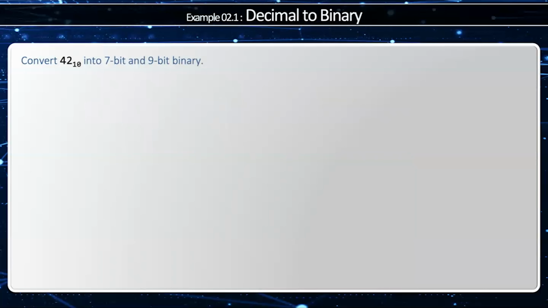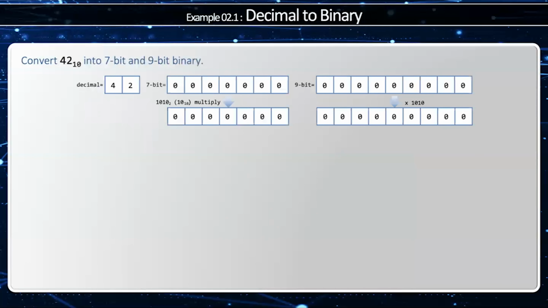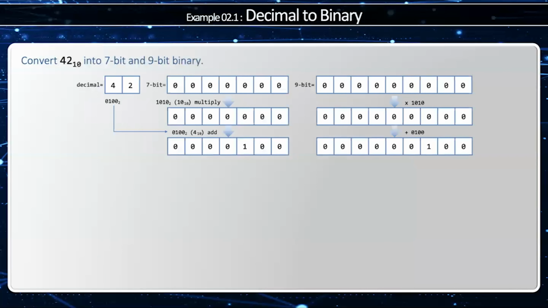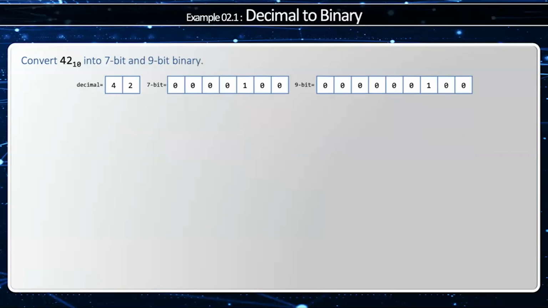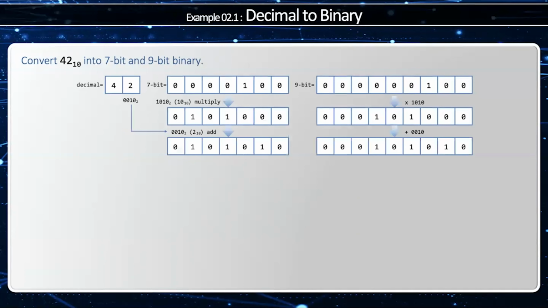Okay, let's take a look at a second example. We have 42 in decimal, and I want to turn it into a 7-bit and a 9-bit binary. So my decimal is 42, my 7-bit is 7 zeros, and my 9-bit is 9 zeros. Then I multiply it by 10, and add on the 4, which is 0, 1, 0, 0, to each one. Notice how they're both the same. Then I take that one and multiply it by 10, and then I take my 2 and add it on. That gives me 1, 0, 1, 0, 1, 0 for both my 7-bit and my 9-bit case.